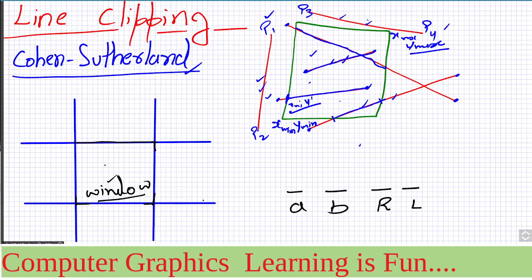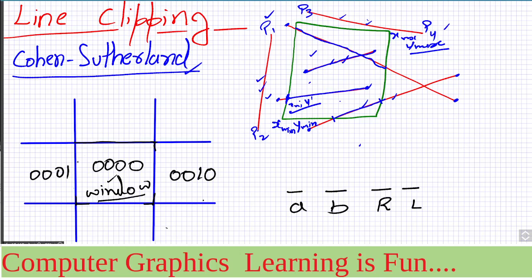So whatever is inside here, it is neither left nor right nor below nor above, so it is 0 0 0 0. This portion is not above, not below, right, but it is on right side. Okay, so right side and not left side. This portion, this is 0 0 0 1.